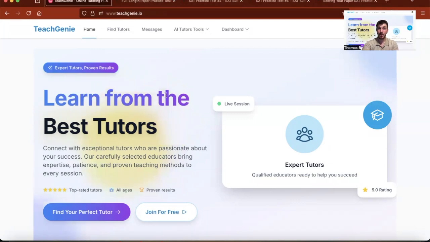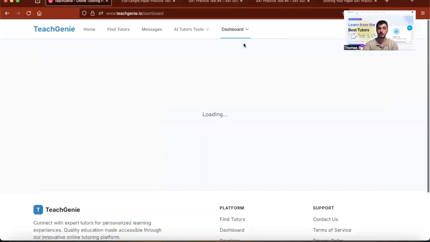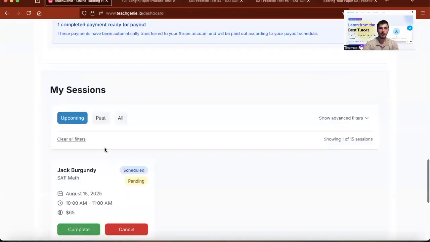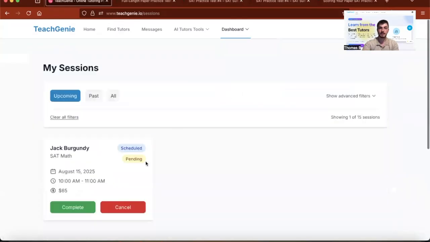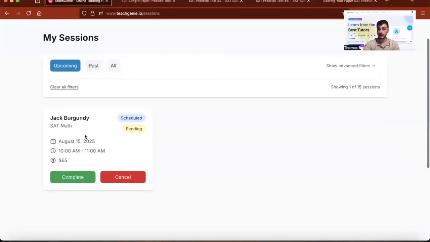So once we land on the home page, we can get to our sessions really easily by just going to the dashboard and scrolling down, or even easier, just by clicking here and then sessions. Now we see we have an SAT math session coming up. And for first lessons, I like to have the student take a practice exam just to get a base of where they're at and to be able to track their progress over time.